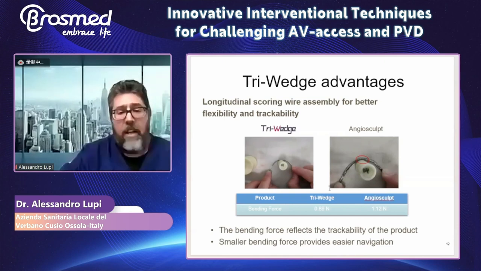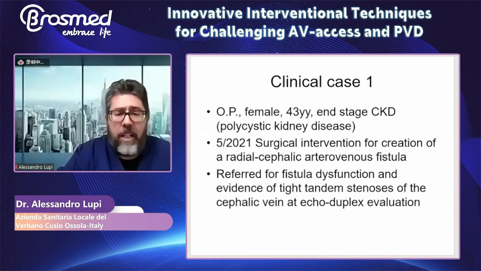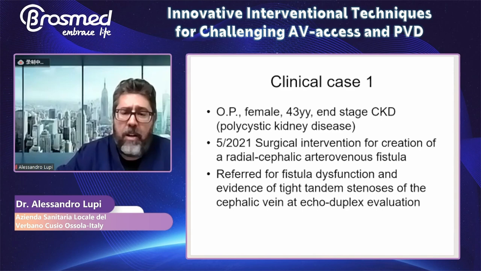And here are the clinical cases. These are cases from very routine practice, where we are starting to use Tri-wedge more and more. This first case is a 43-year-old woman with stage 5 chronic kidney disease.